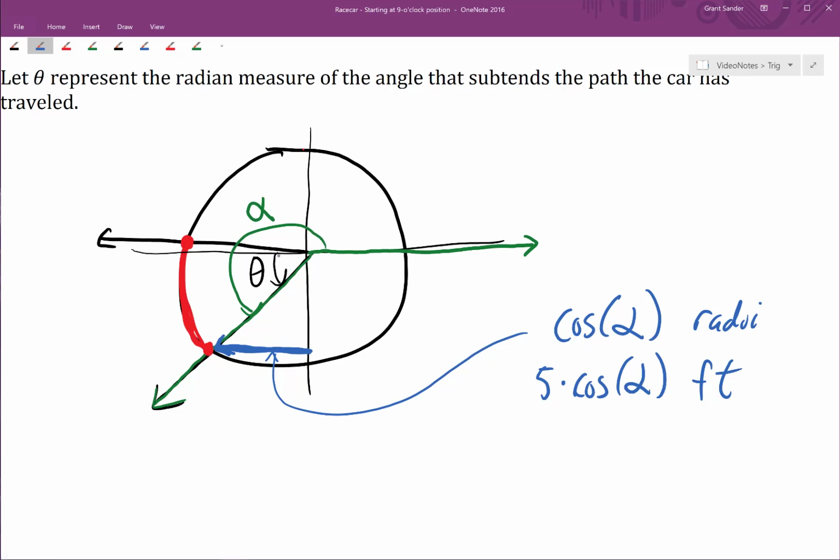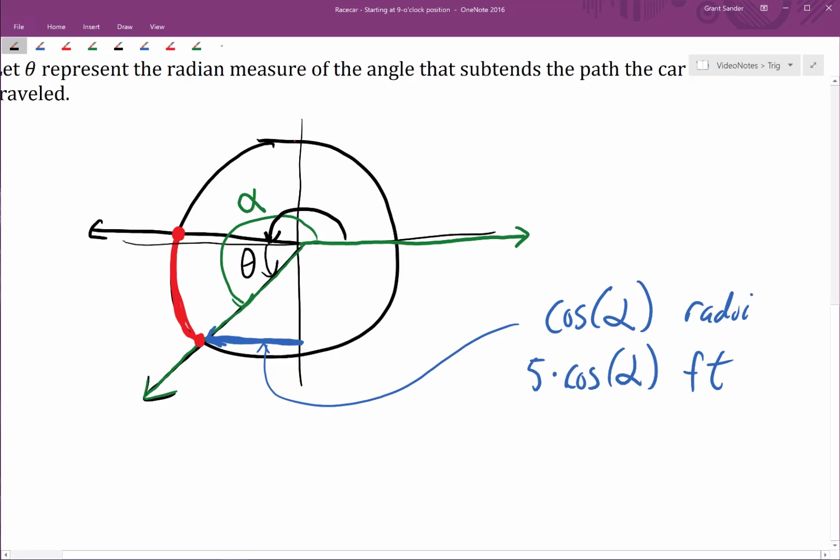Well, think about starting at the 3 o'clock position over here, and then first rotating by pi radians. If you start at 3 o'clock and rotate pi radians, that gets us to the 9 o'clock position over there. It's half of a full rotation, so it takes us from the 3 o'clock position to the 9 o'clock position. And then, if you rotate another theta radians, that gets us to the terminal ray that passes through the car's current position.